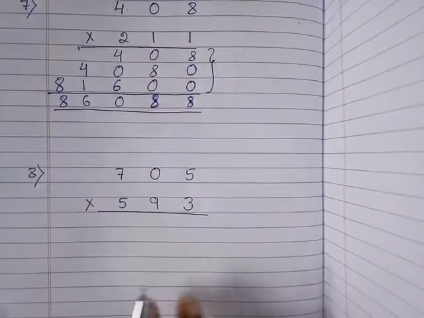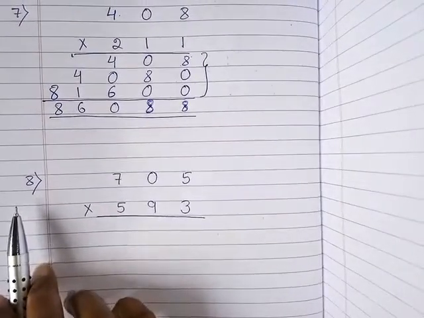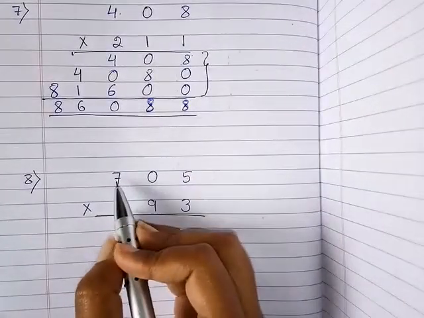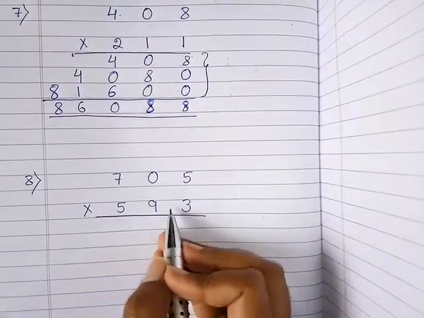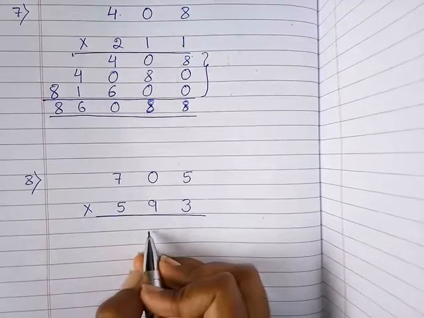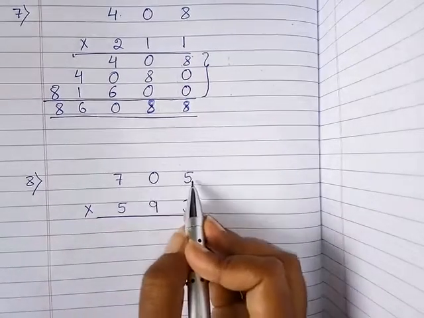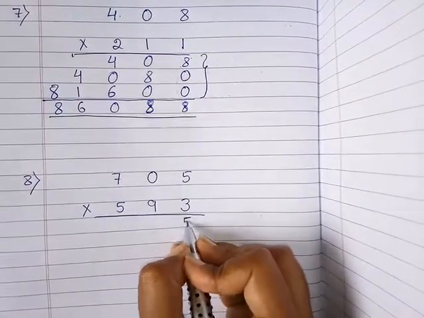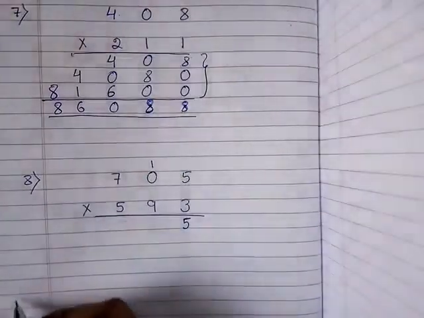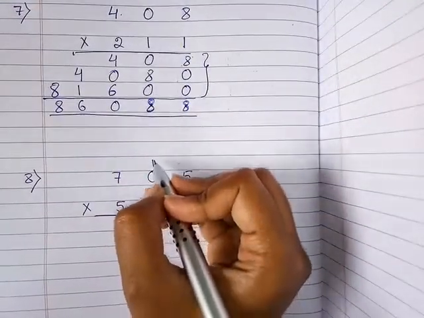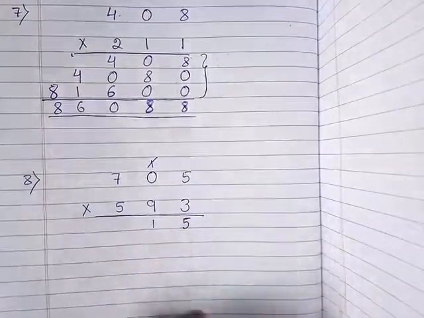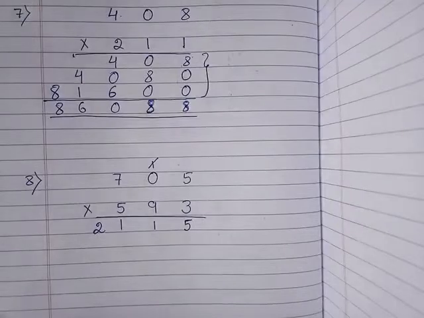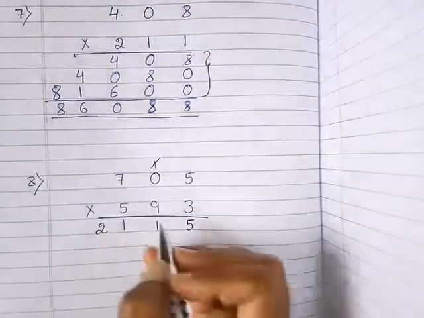Next, we will do sum number 8. Now we know how to solve this sum. The question is 705 into 593. So in the first step, we will multiply 705 and 3. 3 5s are 15. Write down 5 here and 1 here. 3 zeros are 0. 0 plus 1, 1. 3 7s are 21.